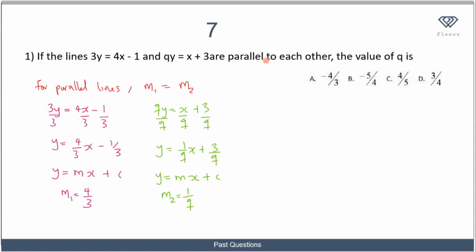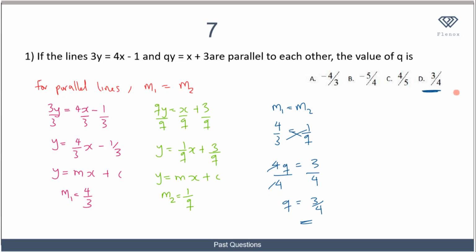Now, since I'm told that these two lines are parallel, I know that the slopes of those lines must be equal to each other. So I know that m1 equals m2. So I can write that 4 over 3 must be equal to 1 over q. And when I cross multiply, I have 4q equals 3. If I divide both sides by 4, I have my q value being 3 over 4. So the value of q is 3 over 4, and the correct option to this question is option D.